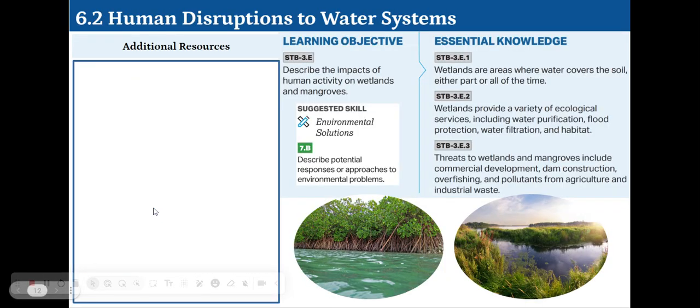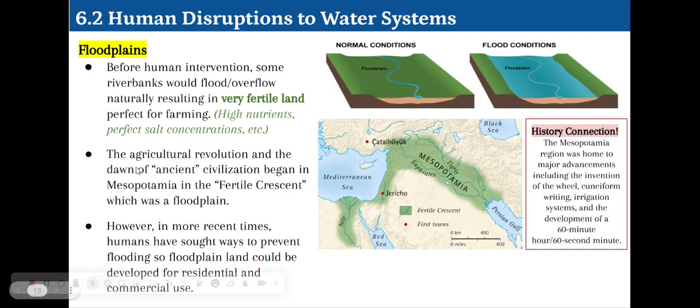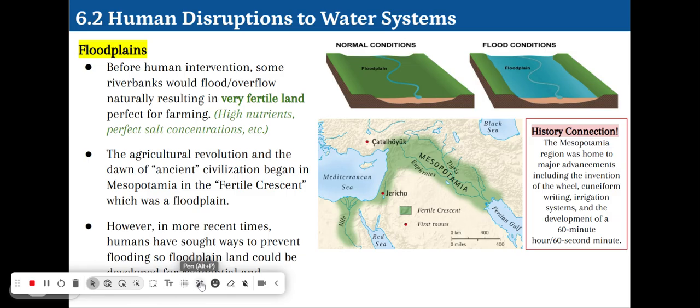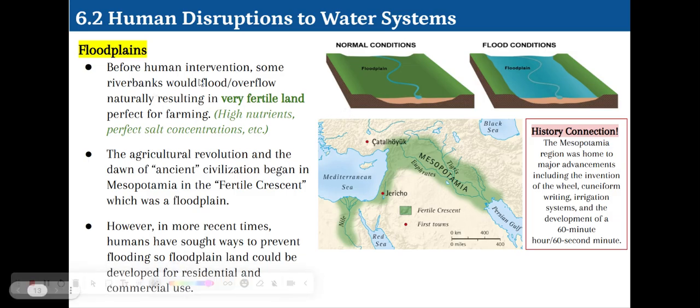Okay, so this is now more about other ways we're disrupting water systems that aren't specifically watersheds. So this is talking about floodplains, and floodplains are exactly what they sound like. It's an area that can potentially flood, and floods might sound really bad, but there are a lot of positives to areas flooding. So before humans intervened with this, some riverbanks would flood or overflow, and this would result in very fertile land, meaning it's high in nutrients, it has perfect salt concentrations, and crops would thrive here.